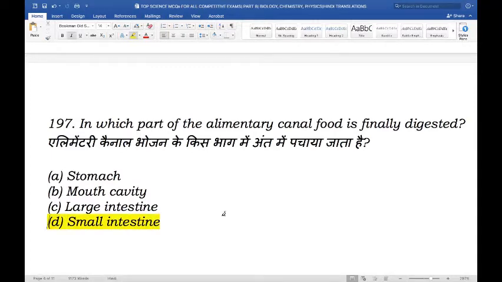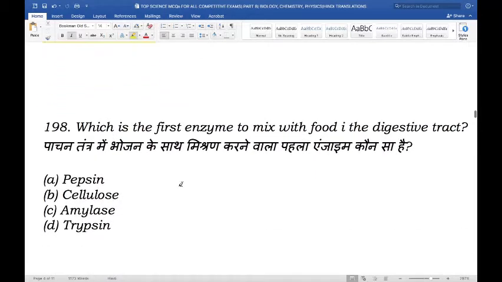The alimentary canal is a muscular tube which extends from the mouth to the anus. Small intestine has all the enzymes needed for digestion of every type of food, which is why all the food is finally digested in the small intestine.